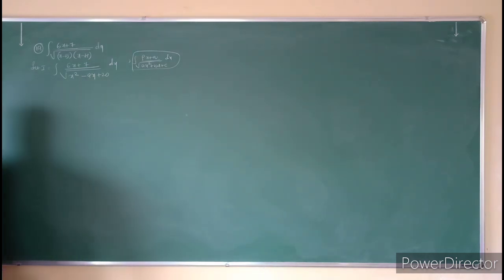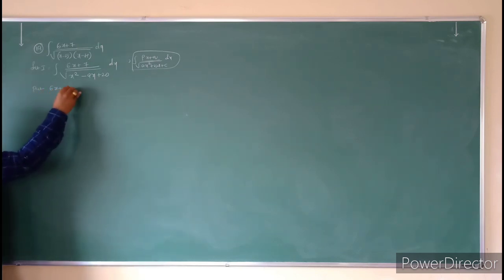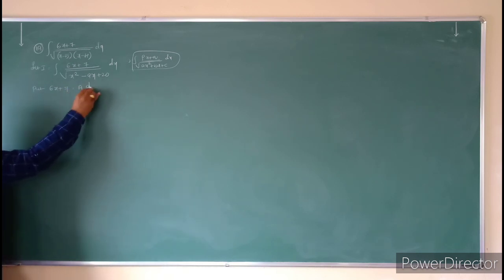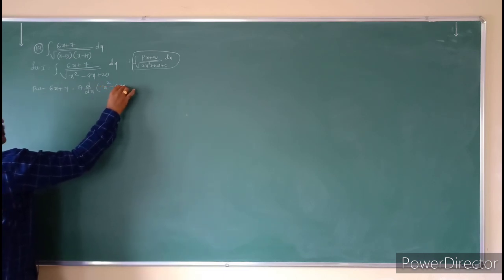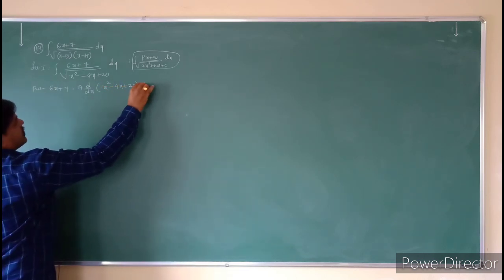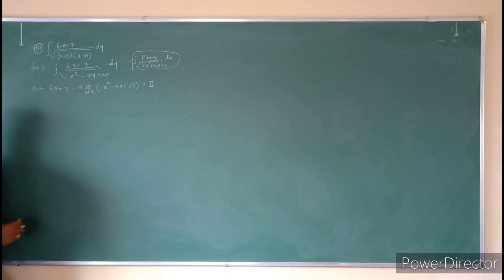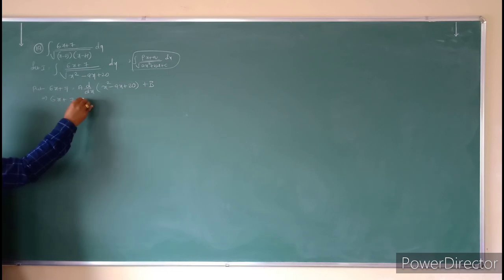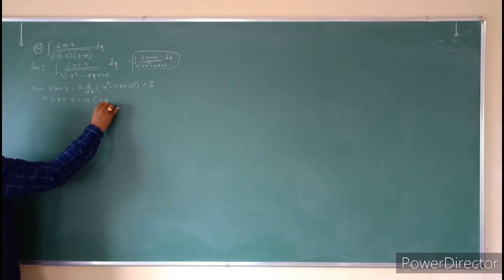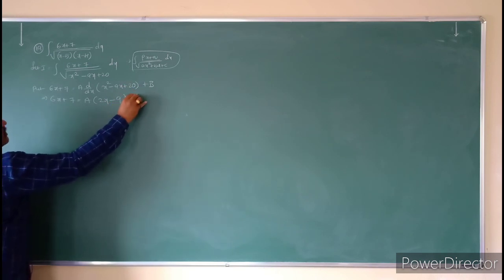First what we have to take: put 6x + 7 equal to a into the derivative of the denominator x² − 9x + 20, plus b. That implies 6x + 7 is equal to a into, what is the derivative? The derivative of x² is 2x, minus 9 into the derivative of x, which is 1, plus the constant, which is 0, plus b.